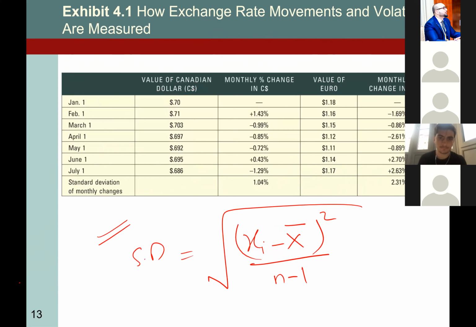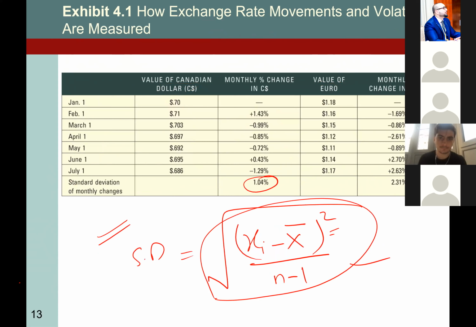In order to find volatility, we need to use the standard deviation formula. This is the formula for standard deviation. So this 1.04% came from the standard deviation formula. We need to double check this formula.